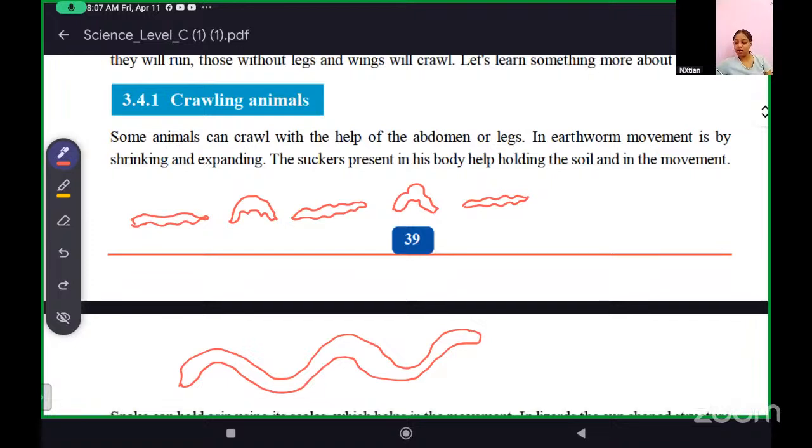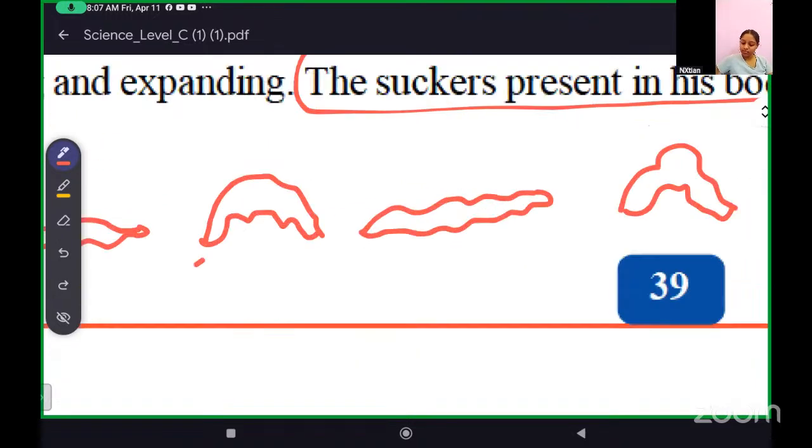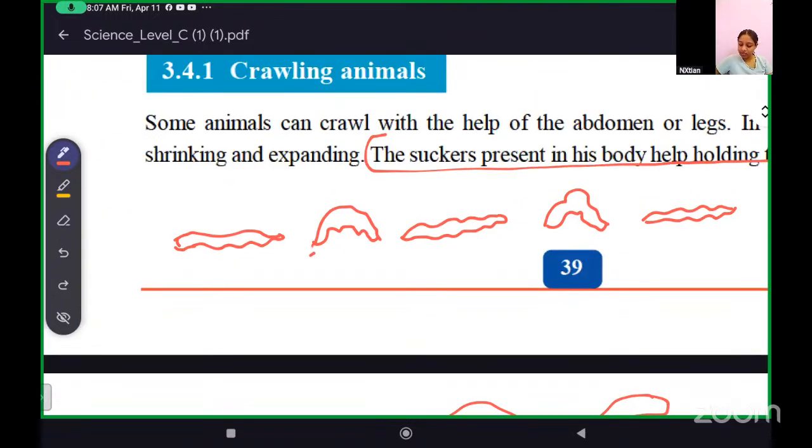Snakes, all right? And also earthworms, they have suckers present in their body that help them hold the soil. Like you can see here, suckers like this they have in the body. So with that they can keep their balance.